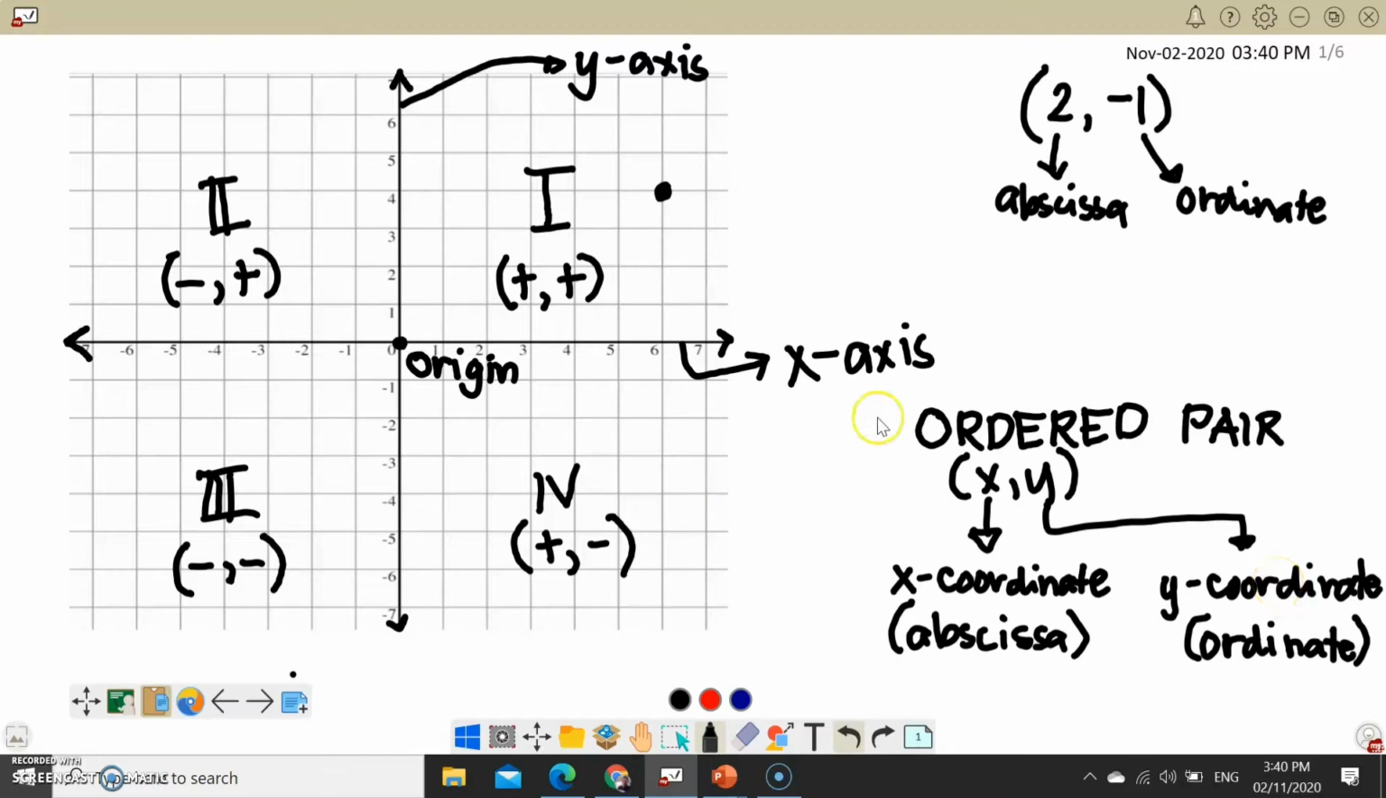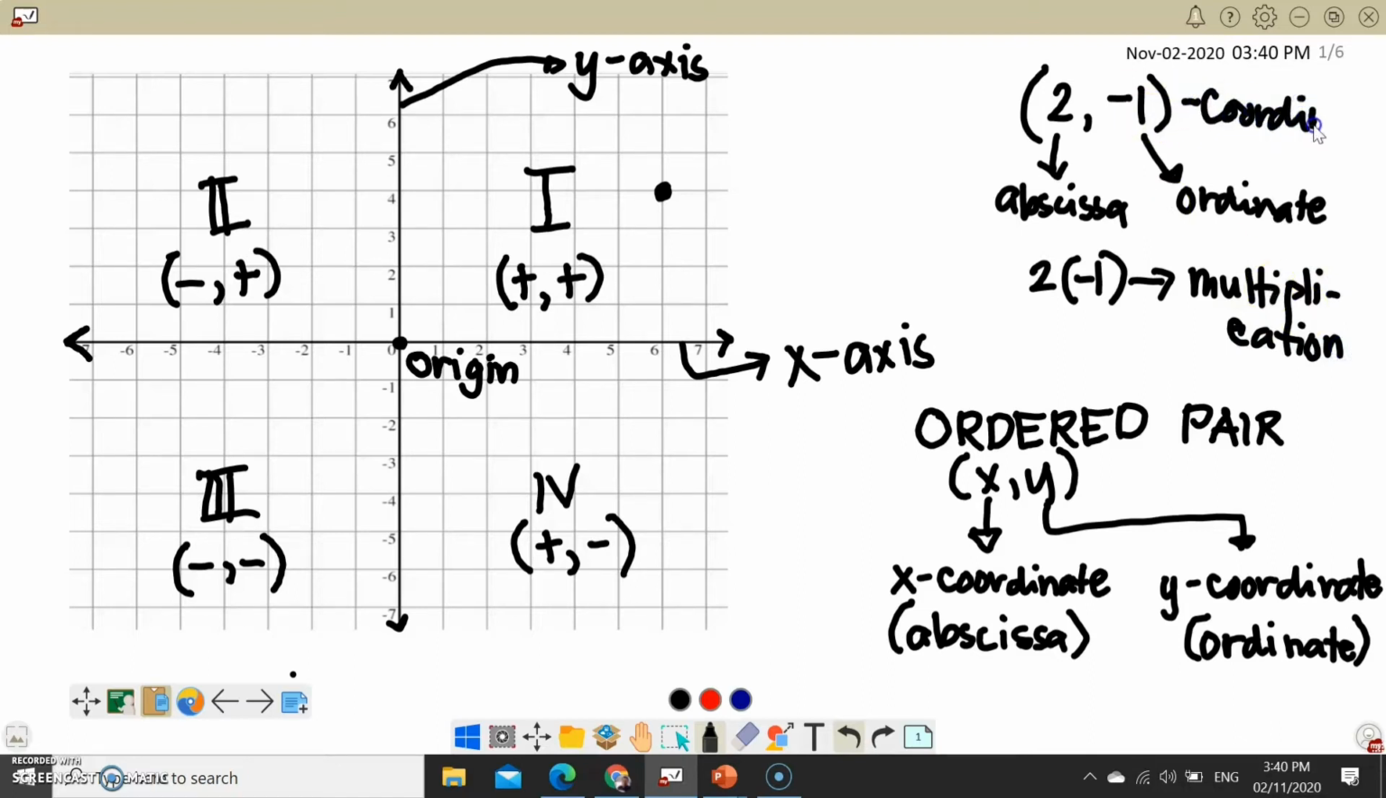Note on the use of parentheses. So you have parentheses, inside it is 2, comma, negative 1. This one represents a point on the coordinate plane. Whereas, say if we have here 2 times negative 1, this one represents multiplication, while the other one on top represents coordinates. Don't forget that, okay?